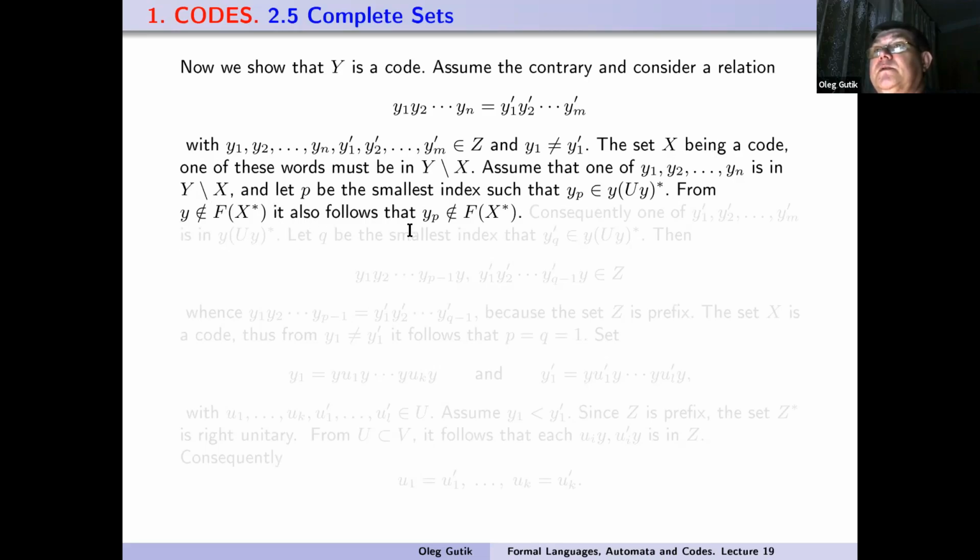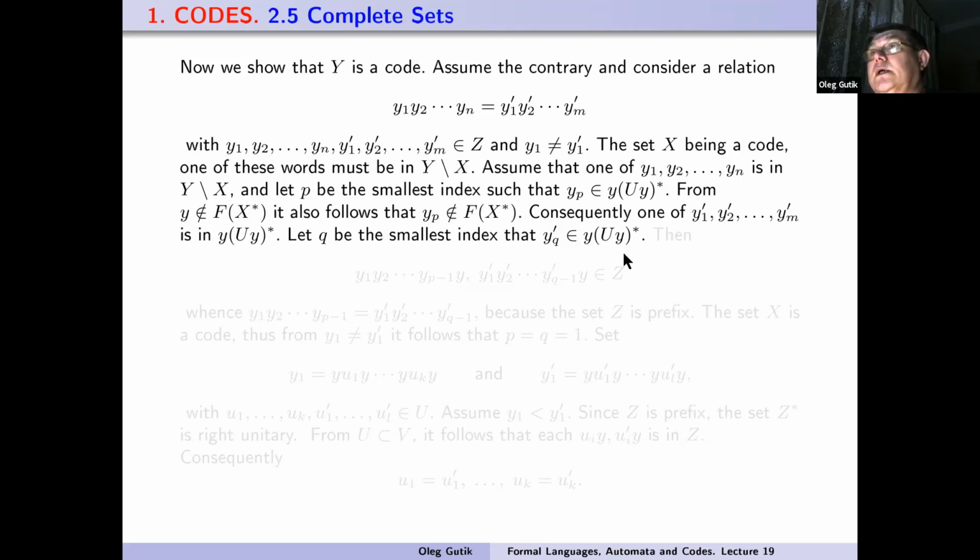It is also a problem that y_p is not related to the set X capital star. Consequently, one of y1 prime, y2 prime, and so on, ym prime is in this set Y multiply U capital Y star. Let q be the smallest index such that yq prime belongs to the set Y multiply U capital Y star.